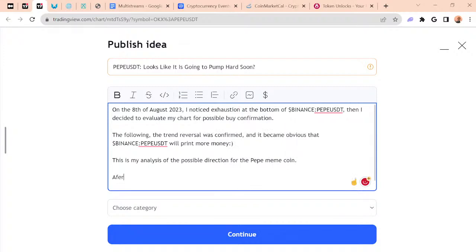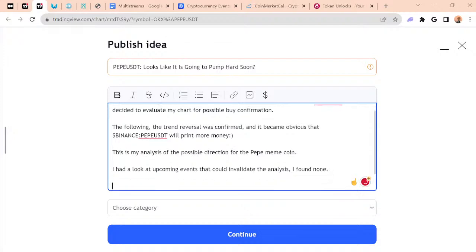I had a look at upcoming events that could invalidate the analysis. I found none.